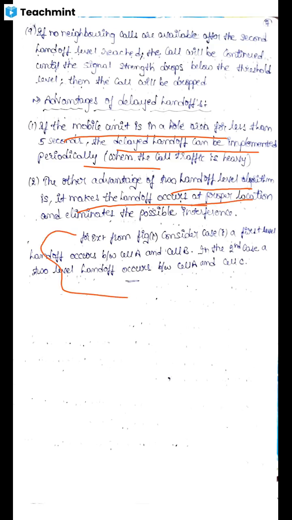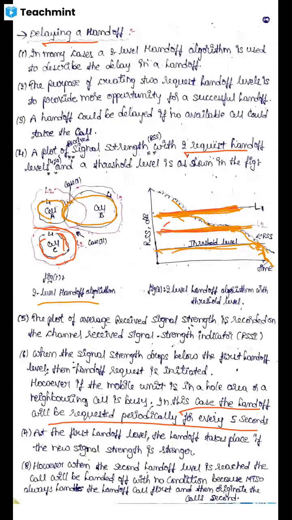And here it is explained about case 1 and case 2. In case 1, the handoff was made successfully in the L1 level only, between cell A and cell B. In case 2, that is between cell A and cell C, the handoff has not occurred at level 1. The handoff occurred at level 2. See here the diagram. The L2 levels are intersected here between cell A and cell C. Okay. This is about delaying a handoff. So delaying a handoff is to make the handoff successful. Clear? Thank you.